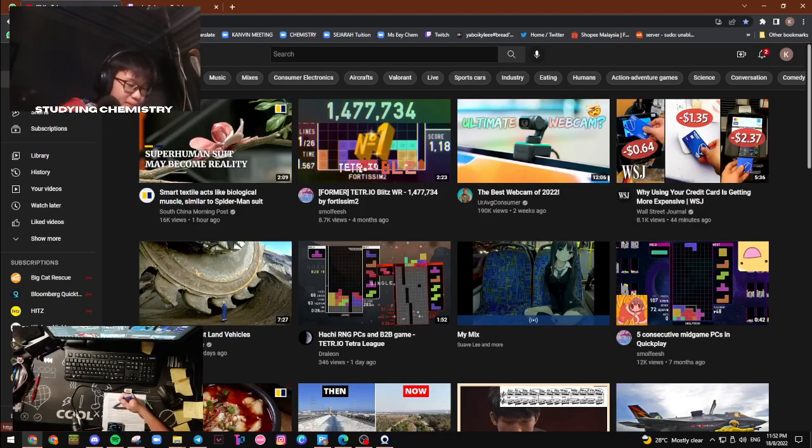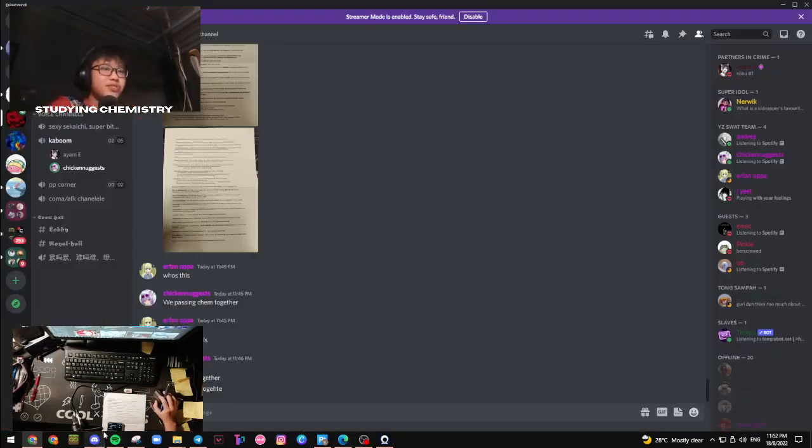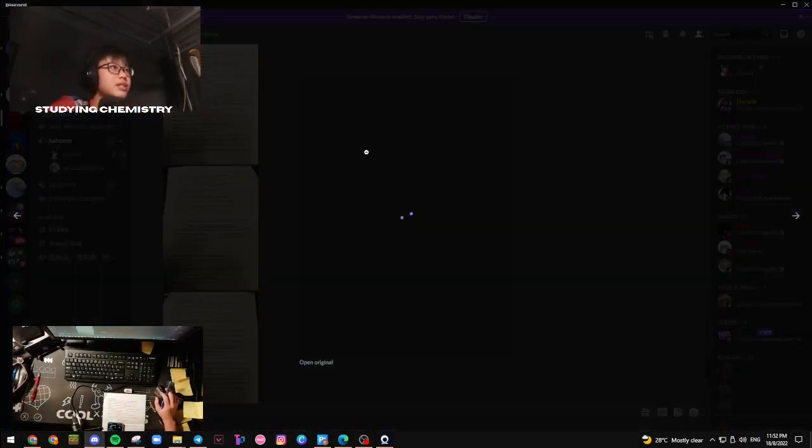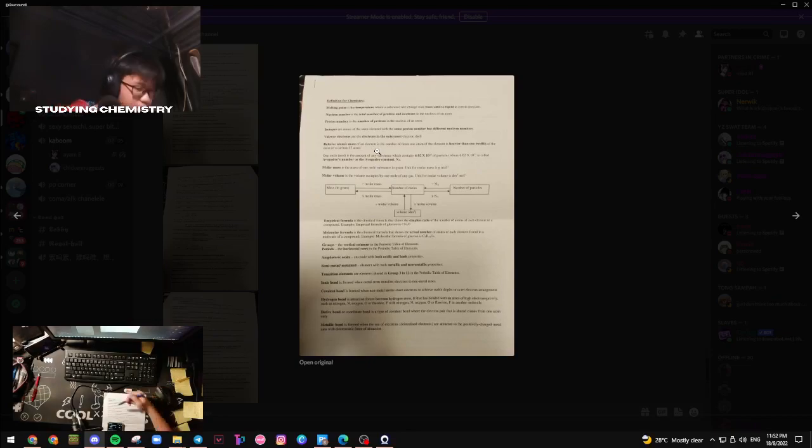Relative atomic mass of an element is the number of times one atom of the element is heavier than 1/12 of the mass of a carbon-12 atom.